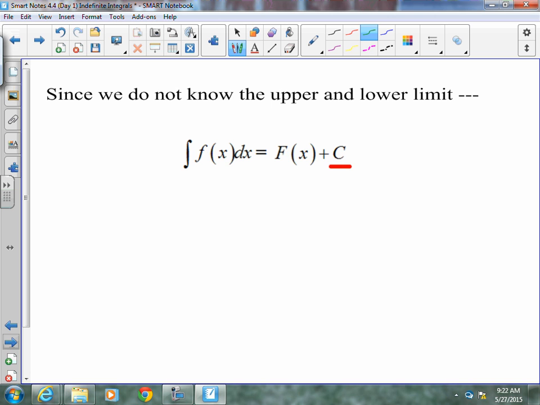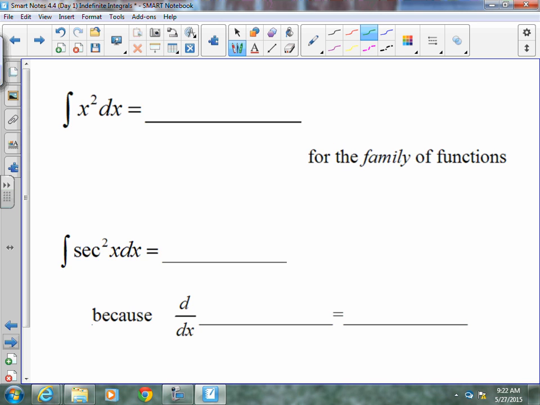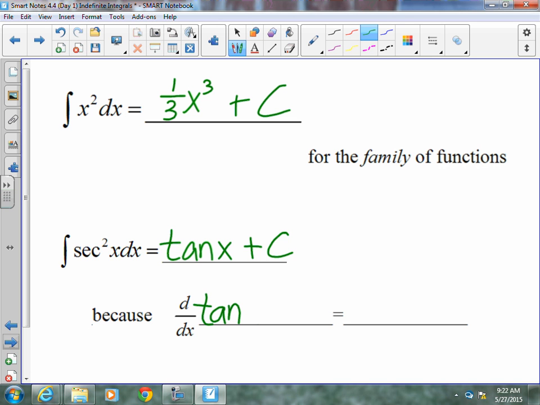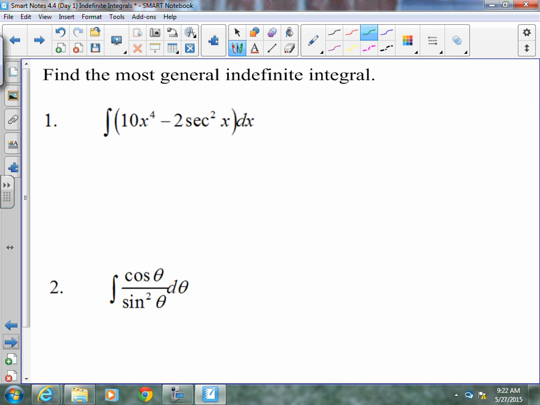Since we don't know the upper or lower limit, we have to have that plus c, just like we had at the end of chapter 3 when we did integrals, or antiderivatives, I'm sorry. So, integral of x squared dx, anti-derive, add your plus c, and you're done. Secant squared, anti-derive, add your plus c, and that works because the derivative of tangent x plus c is equal to secant squared x. Now, for these antiderivatives, don't forget your plus c.